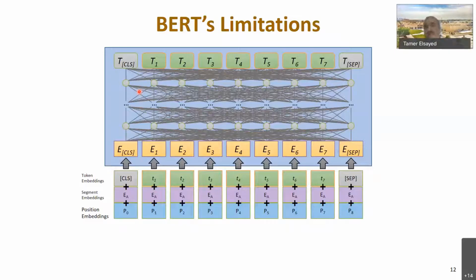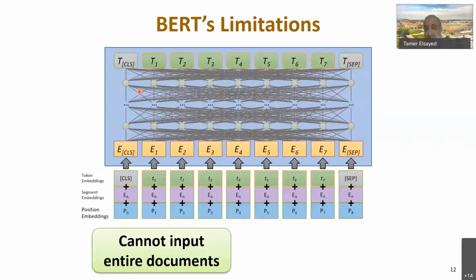That was a big limitation, because if I have a big document, I will not be able to feed it entirely to BERT. It cannot input entire documents if the documents exceed 512 tokens. You can think of 512 tokens like a passage. It's not a very long document, of course.